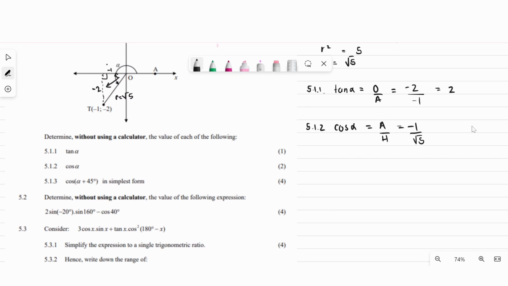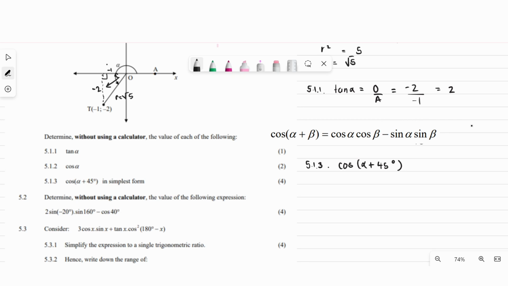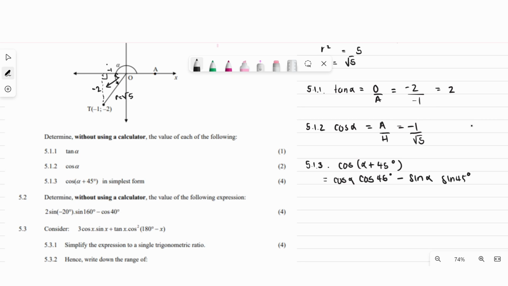Then 5.1.3 says we need to simplify cos alpha plus 45 degrees. Then this is an identity. I'll put a picture of the identity that I'm talking about, but the identity says cos(alpha + 45) expands in terms of alpha. And remember that all your identities are in the formula sheet. So what we need to do is simplify this. Cos alpha, we already solved it. It was -1 over √5.